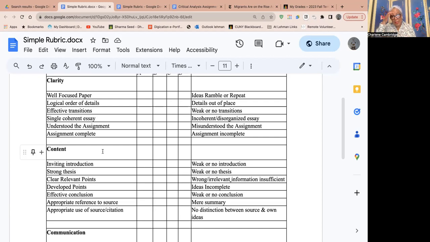Incoherent, disorganized essays. I don't have to tell you what disorganized essays are like. I'm sure you've experienced them before. It's like when you're talking to somebody and you're listening to them respond to you and you're like, when is this person getting to the point? I'm sure we all know people like that. Don't say Professor Cambridge.